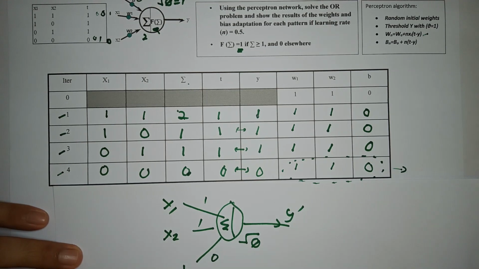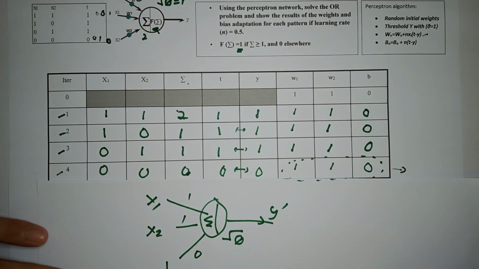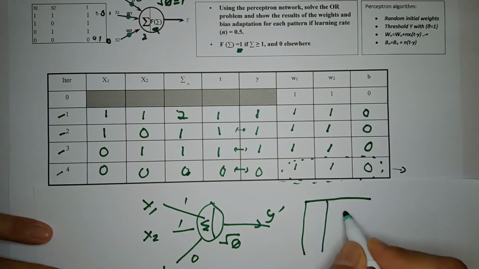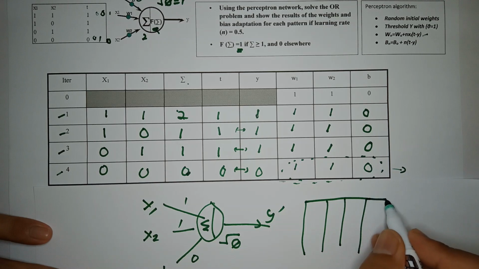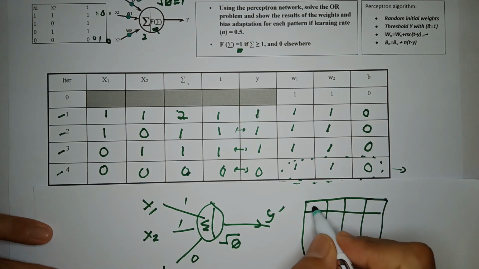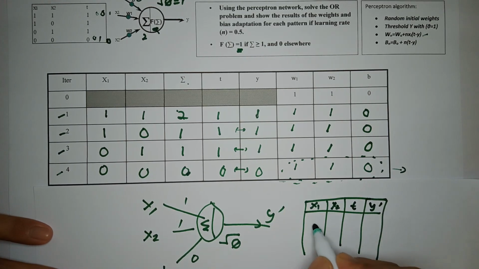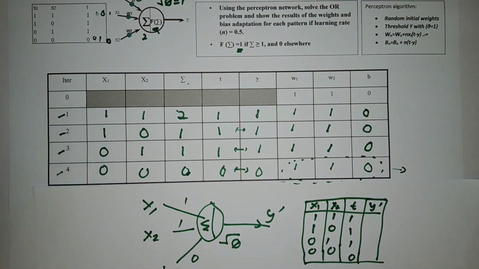So the next part, our sample. I just draw the same thing: x1, x2, t, and then y prime. So this is x1, x2, this will be t, this will be y prime. Just put the values 1, 1, 1, 1, 0, 0, 1, and then 0, 0. So we have all the parts here. The target will be 1, 1, 1, 0.